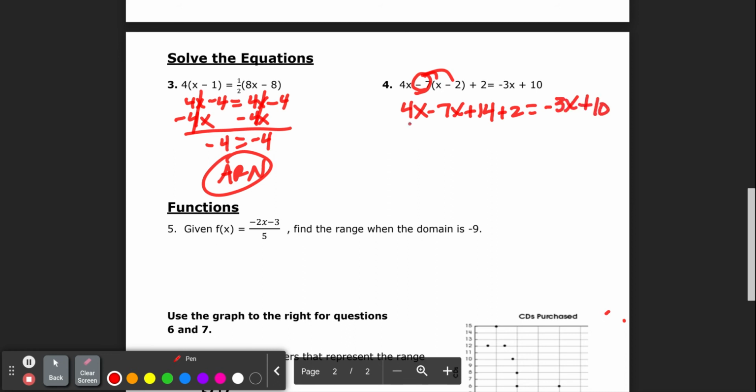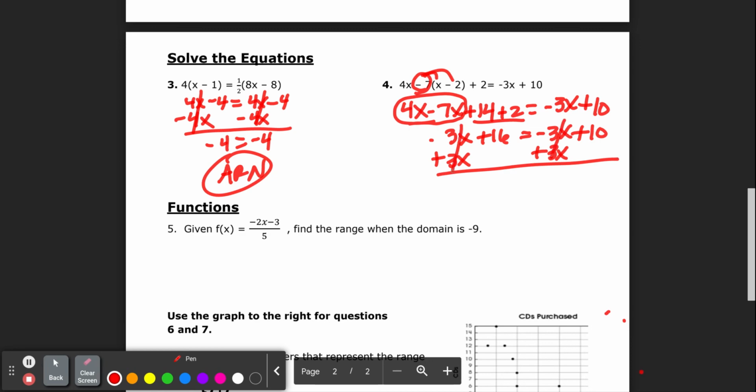All right, so then we're going to combine. These are like terms here, and these are the like terms here. So 4 minus 7 gives us -3x. 14 plus 2 is 16. And that's equal to -3x plus 10. So now on balance, I'm going to add 3x to both sides. And what happens here is the variables cancel out on both sides. Is 16 equal to 10? No. So it's no solution.